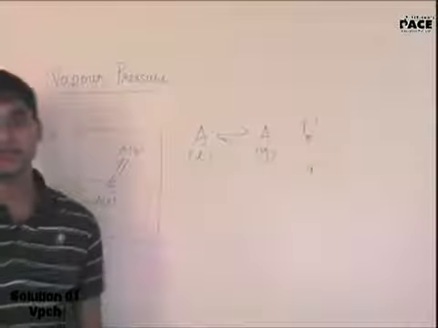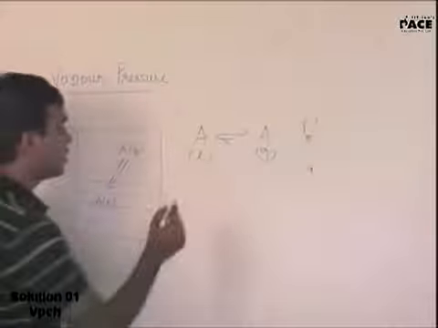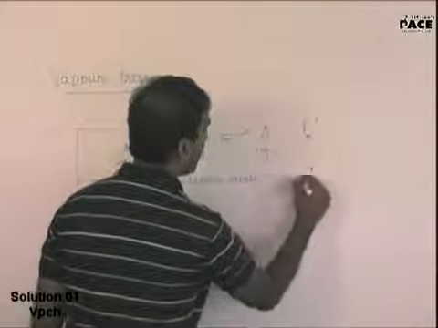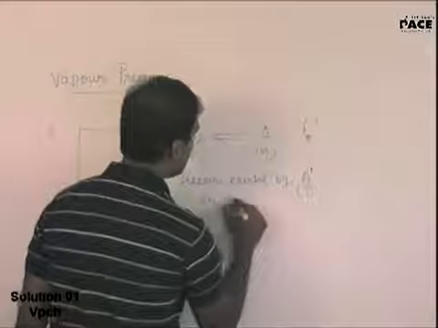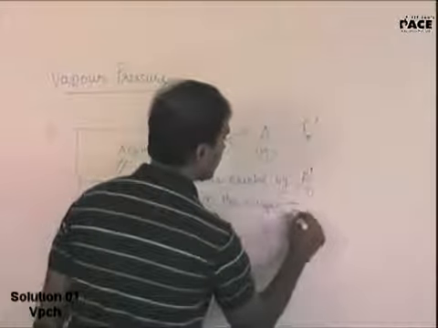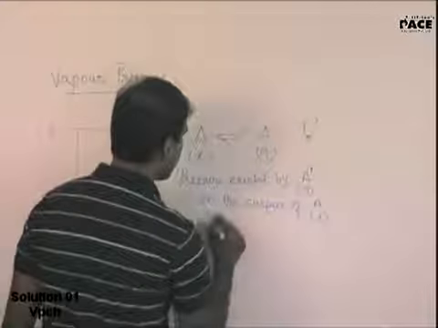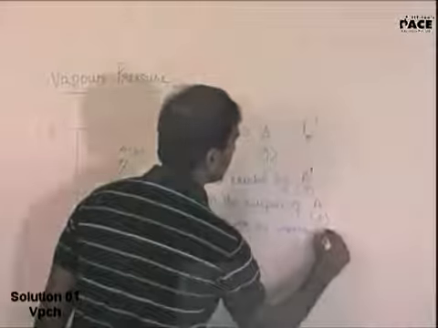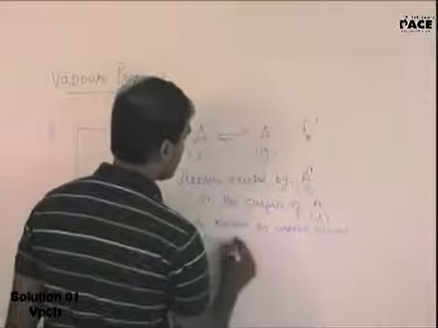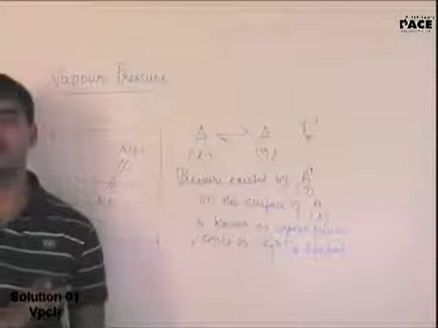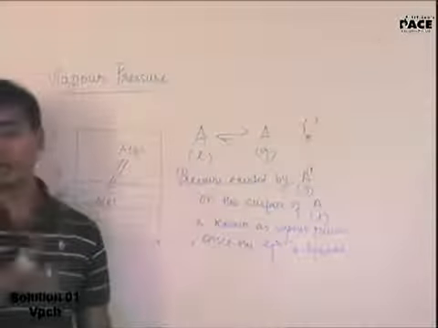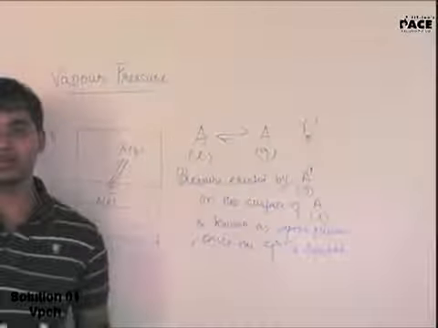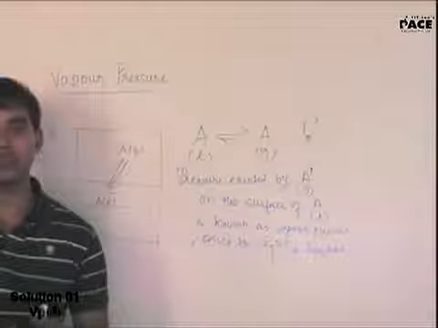Clear? Once this equilibrium is achieved, the pressure exerted by A gas on the surface of A liquid is known as vapor pressure. And this is once the equilibrium is reached. See, vapor pressure is very important for this chapter because the first colligative property is relative lowering of vapor pressure. One thing which you should know is it is dependent on the number of molecules present at the surface because it is a surface phenomenon.